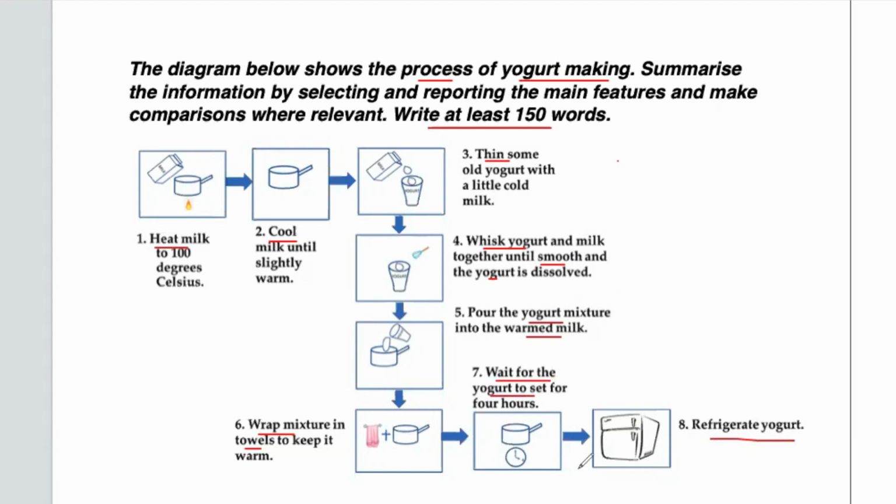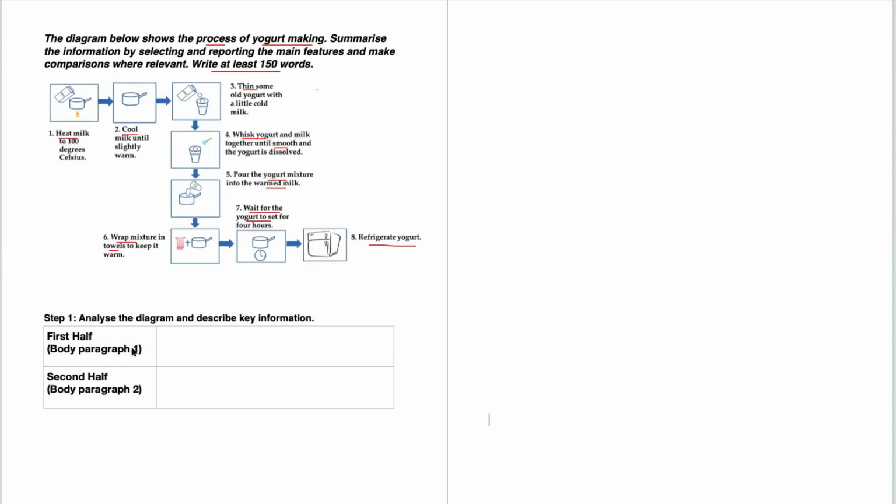Now, what comes to my mind immediately is the preparation work and then the setting work. So I would actually break up these 2 stages into all the preparation and then waiting for the yogurt to set. Let's go ahead and take a look at our step 1. And so we're going to analyze the diagram and describe the key information, looking at the first half and the second half of the process. Now, again, this is going to be subjective. What you think is the first half and the second half is really up to you. It's not going to make or break your essay. Just make sure that everything is done in a logical way and in an organized way.